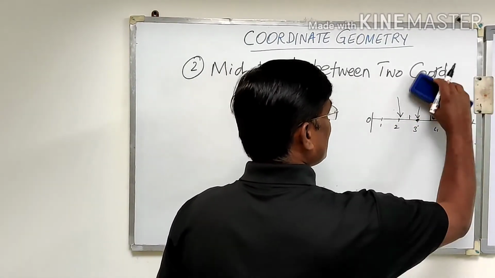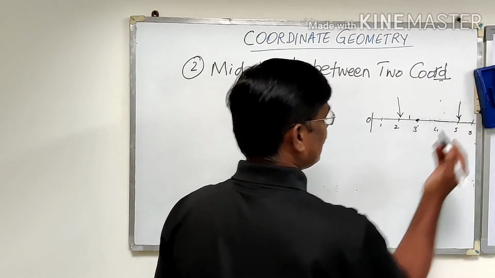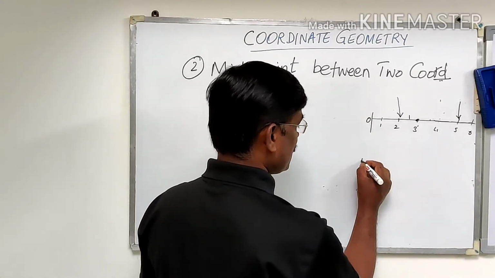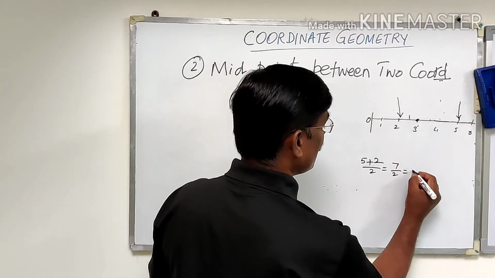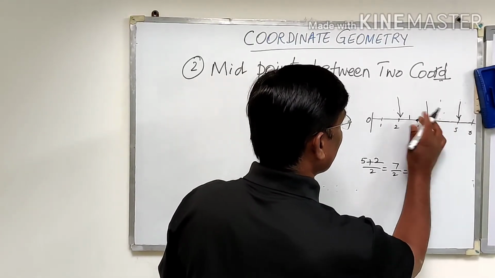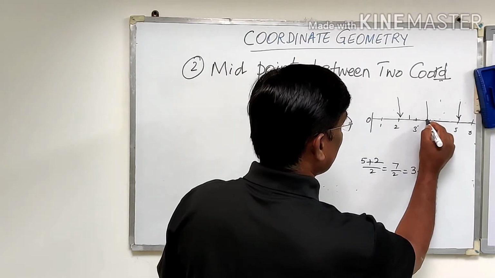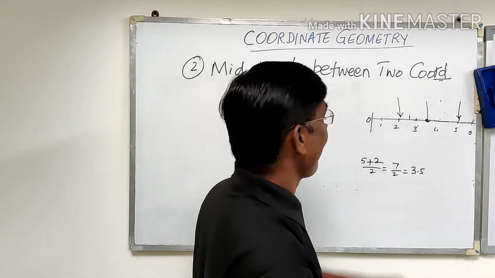Let us say, what is the midpoint between 2 and 5? So 5 plus 2 divided by 2, which is equal to 7 by 2, which is equal to 3.5. So this is lying somewhere here, between 3 and 4. This will be the midpoint between 2 and 5. Okay?